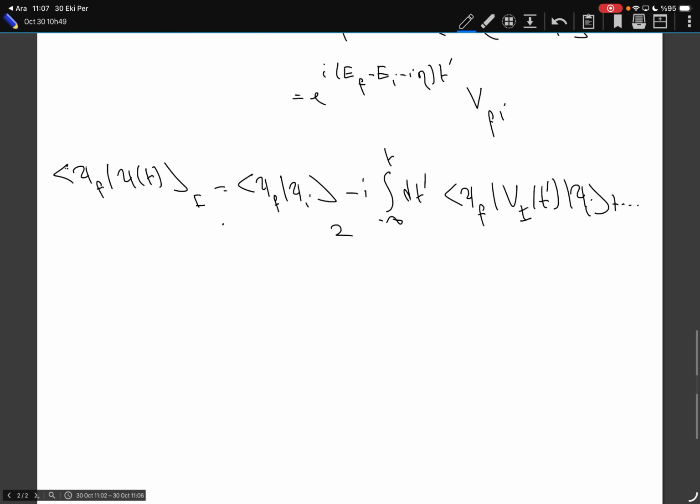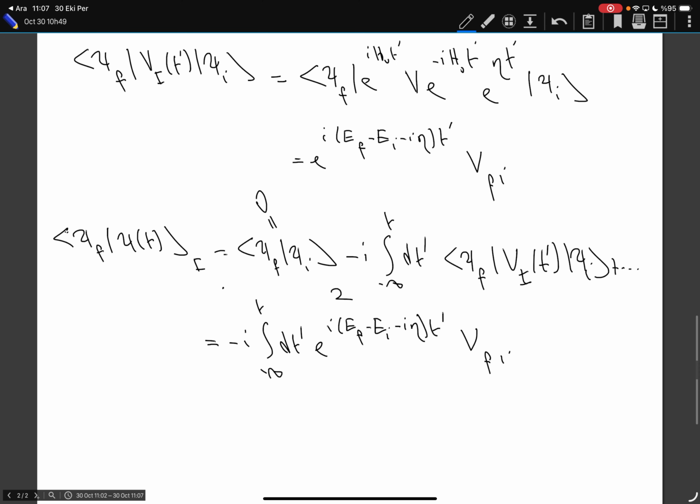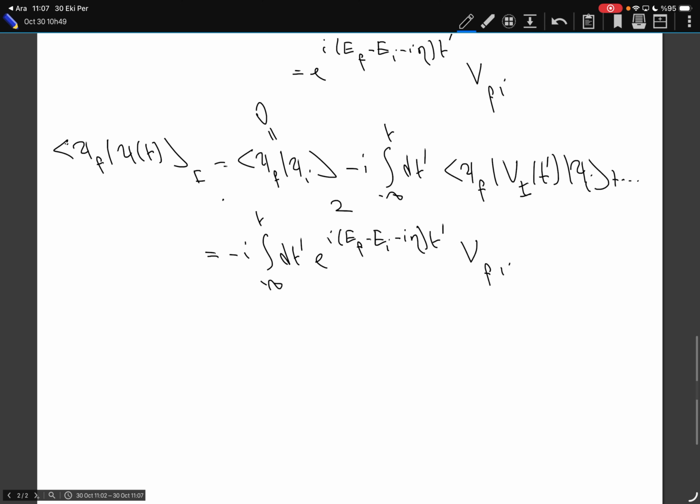So this is equal to minus i, the first term is 0. I'm assuming the initial and final states are different. That's why I assume it to be 0. From minus infinity to t, dt prime e to the power i (E_f minus E_i) minus i eta t prime V_fi. Well, you see that eta term makes sure that my exponent goes to 0 at t equal to minus infinity. So I can easily take that. I can, without any problem, evaluate this integral.